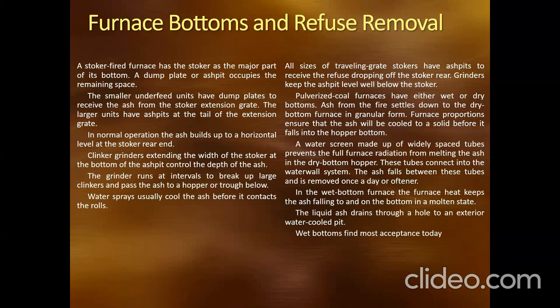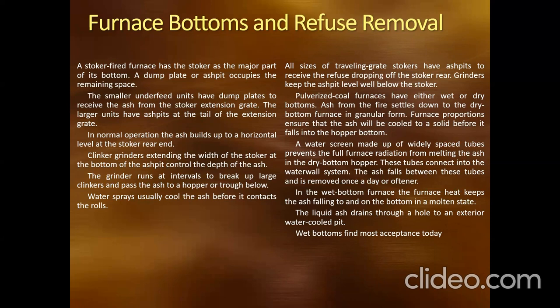underpinned. So, in normal operation, the ash builds up to a horizontal level at the stoker end. Clinker grinders extending the width of the stoker at the bottom of the ash pit control the depth of the ash. The grinder runs at intervals to break up large clinker and pass the ash to a hopper or trough below. Water sprays usually cool the ash before it contacts the room. May kasing materials nga. All sizes of gravity grade stokers have ash pit to receive the refuse dropping off the stoker rear. Grinders keep the ash pit level well below the stoker.